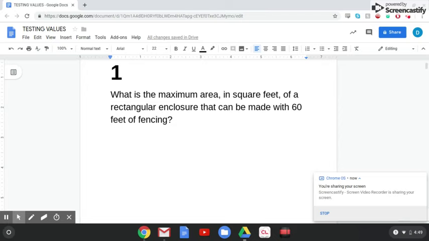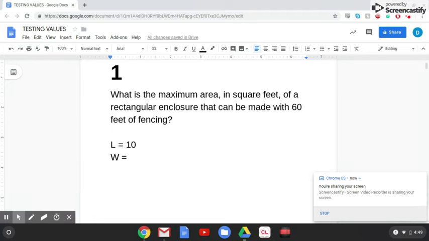Testing values. Number one, what is the maximum area in square feet of a rectangular enclosure that can be made with 60 feet of fencing? Let's just pick a value for the length and the width. So let's just say the length is 10. And now we can't pick whatever we want for the width because we have to make it work with 60 feet of fencing.